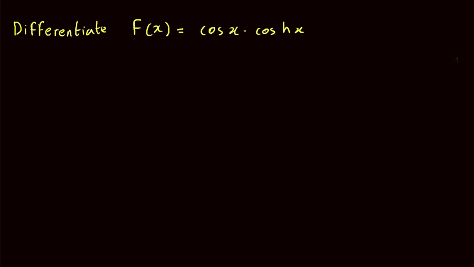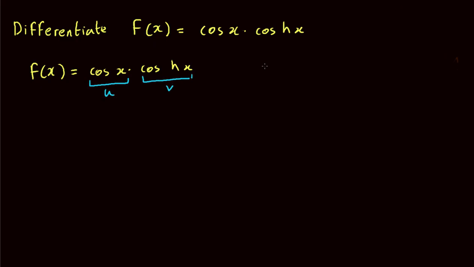Okay, so assuming that you guys have given it your time to solve the problem, let's just try to write the function down. It's simply cosine of x times the cosine hyperbolic of x. Clearly we have to use the product rule here, because it's the product of two functions, u and v.